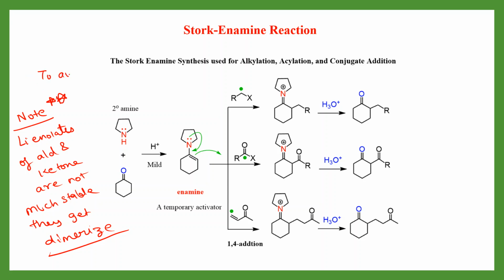To avoid this problem, Stork came up with his enamine for alkylation, acylation, and conjugate addition. So, first thing is how you are going to form enamine. H plus is going to protonate your carbonyl. It will increase its acidity. Then enol will form, and that enol will undergo attack by this nitrogen nucleophile, and it will form your enamine.